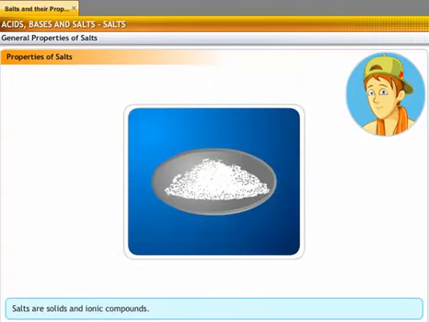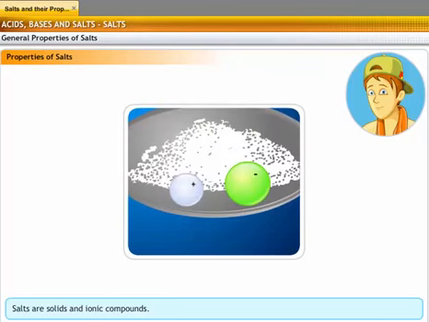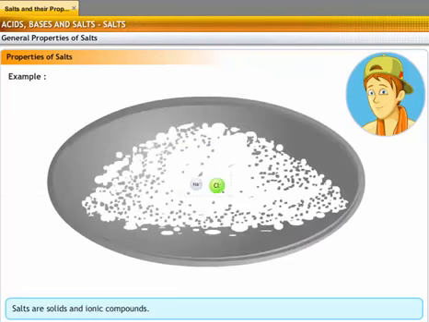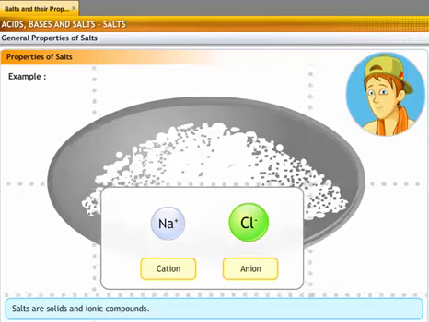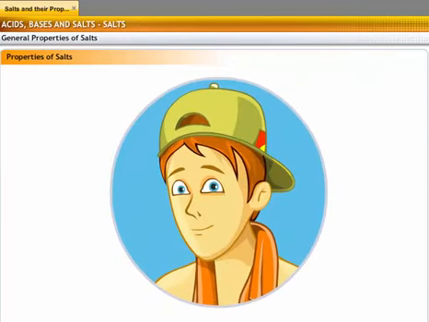Salts are mostly solids and are ionic compounds. Every salt has a positively charged cation and negatively charged anion. For example, sodium chloride is made of sodium ions and chloride ions. Do you know how these salts get their name? No idea. Salts usually get their name from the acid which takes part in the reaction.